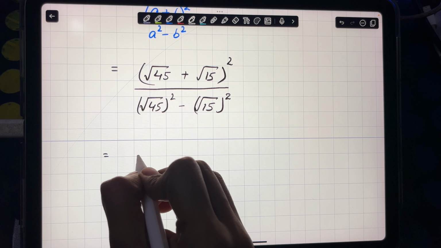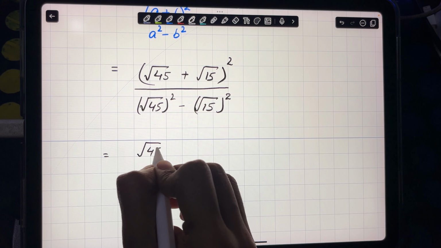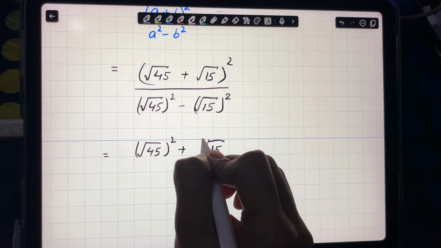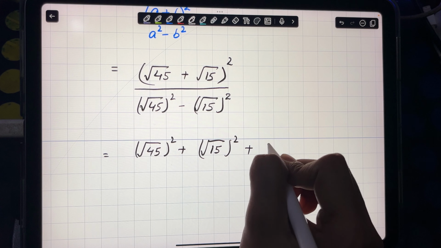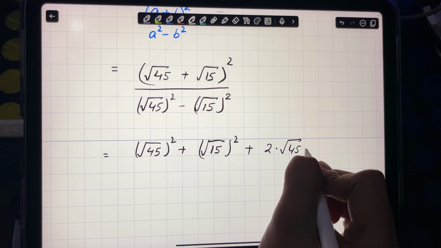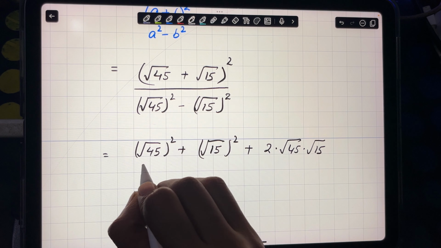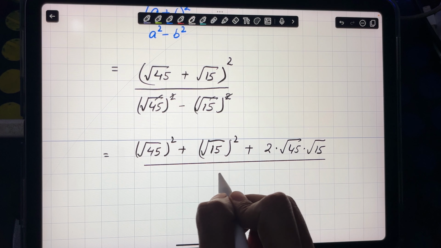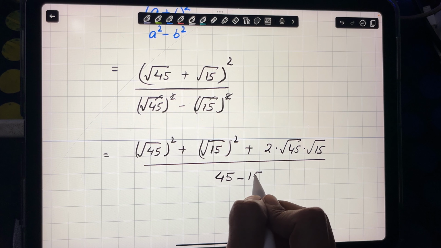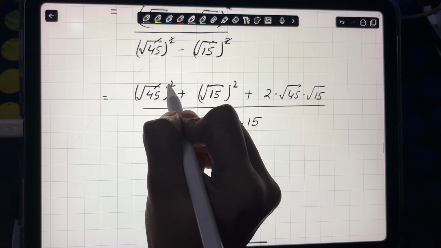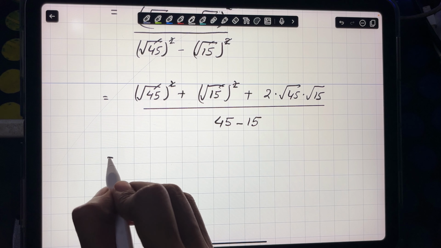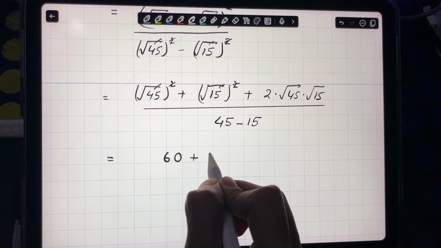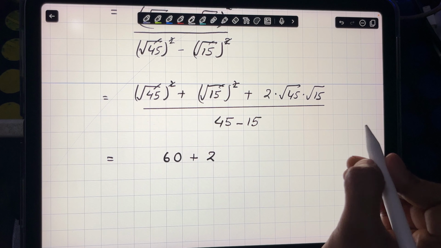Now a plus b whole square is equal to a squared plus b squared plus 2ab, so square root of 45 squared plus square root of 15 squared plus 2 times square root of 45 times square root of 15 upon, we remove the square root with the square, so it is 45 minus 15. Again remove the square root with the square, so it is 45 plus 15, it is equal to 60 plus 2 times square root of 45 times square root of 15.